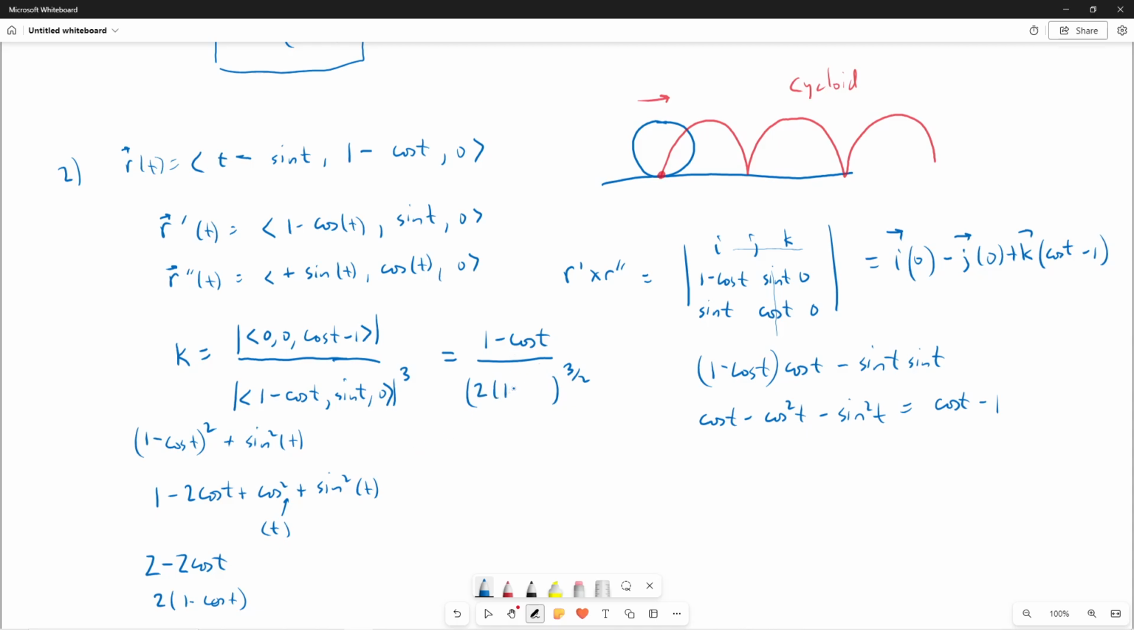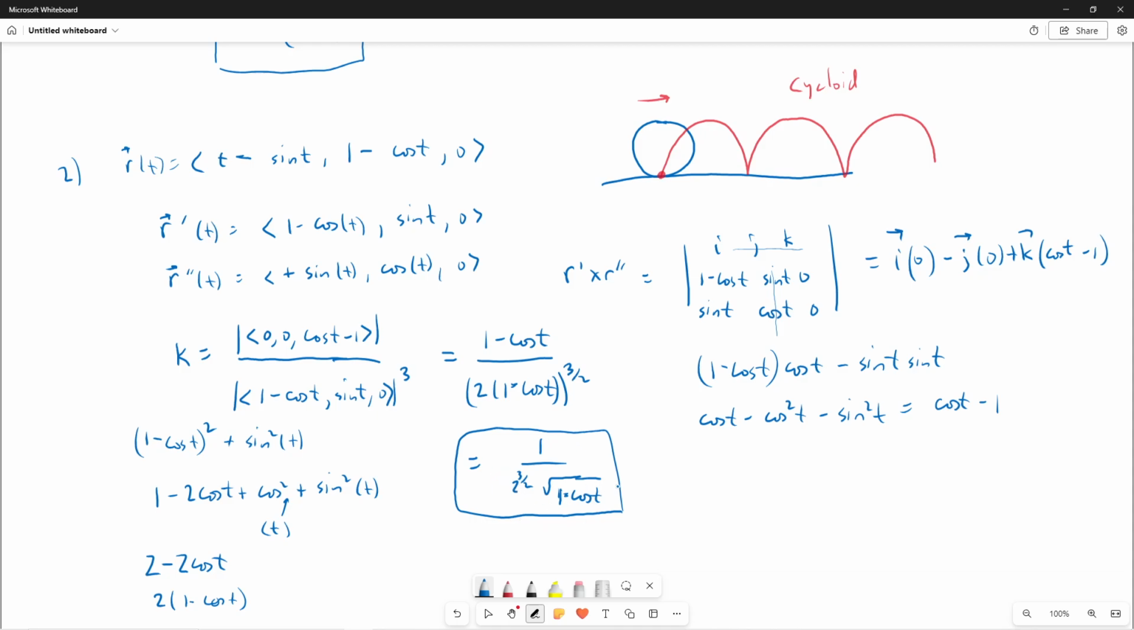So 2 times 1 minus cosine t. So we have 1 over 2 to the 3/2 times the square root of 1 minus cosine t, because we get cancellation here. 1 minus cosine t to the first power divided by 1 minus cosine t to the 3/2 power leaves us with 1 minus cosine t to the 1/2 power in the denominator. So there's the curvature of our cycloid.